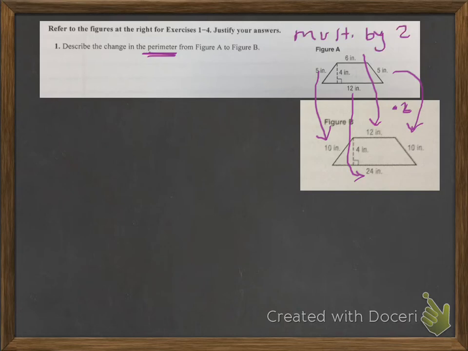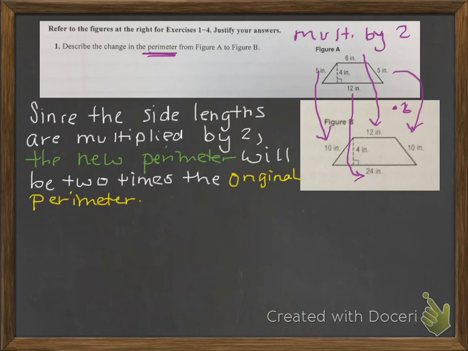So the first piece is we're going to go ahead and write the whole thing in words. Okay, so you can see that I've written out my information here in words, and I would like you to do the same thing. And it says, since the side lengths are multiplied by 2, the new perimeter will be 2 times the original perimeter. So now we've written it in words. That's the first piece. You need to have that right there. And now we're going to go ahead and do the math so that we can prove it and justify it.